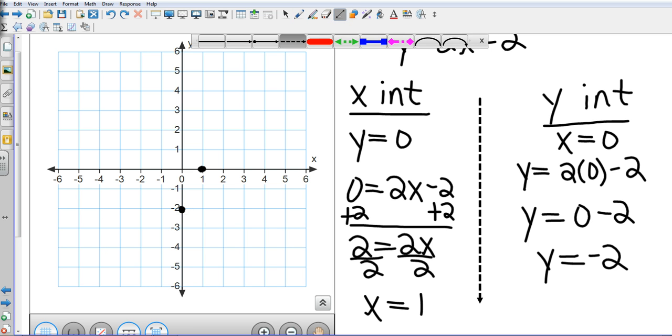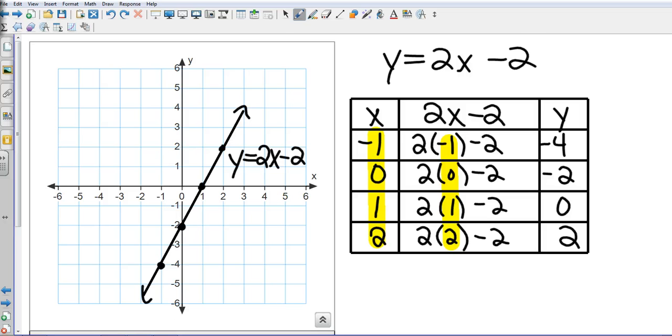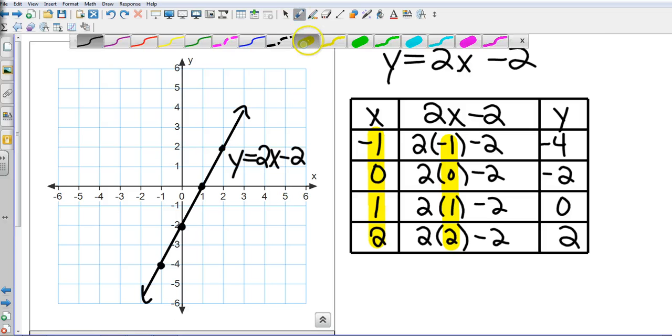Now I can graph that line. And now my question is, let's go back to our original line and see if that's where it crossed the x and y axis. You'll see it crossed the x-axis at 1, and it crossed the y-axis at negative 2. So it's the exact same line, just graphed two different ways.